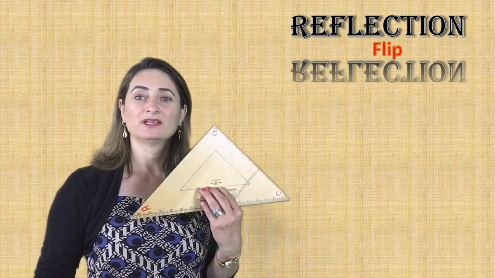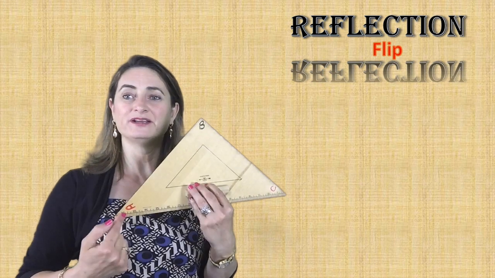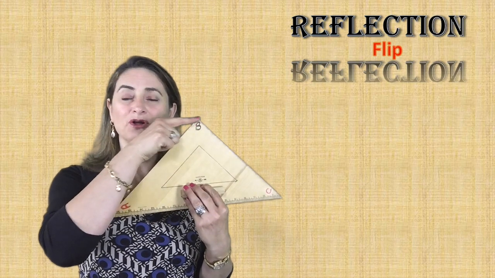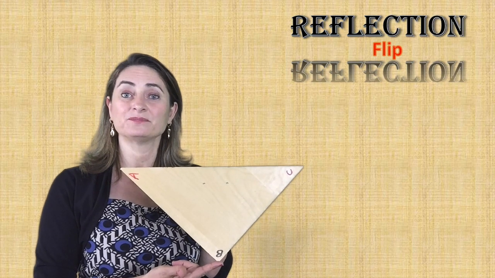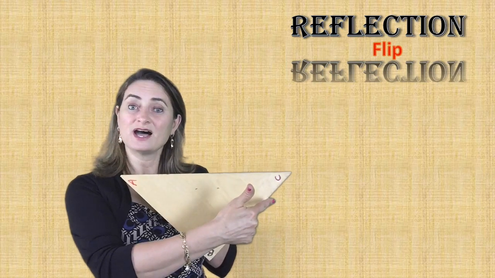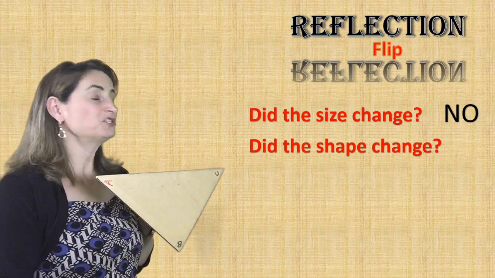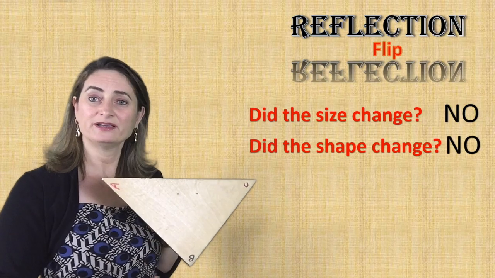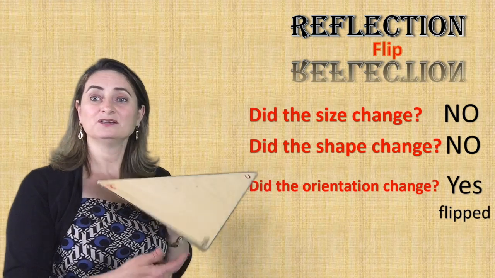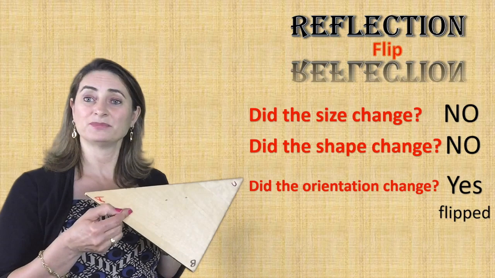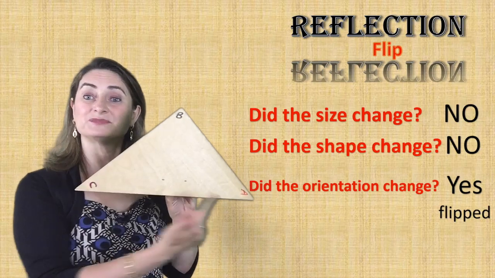So here's a triangle, and I am going to flip this triangle. Watch how this triangle ABC has the B all the way on the top. Now I'm going to flip it. Watch how the B is on the bottom. So did the size change? No, it's still the same triangle. Did the shape change? No, it's still the same triangle. Did the orientation change? Yes, it flipped. The B was on the top, now all of a sudden it's on the bottom. Or even if I flip it this way, the C also changed and flipped.